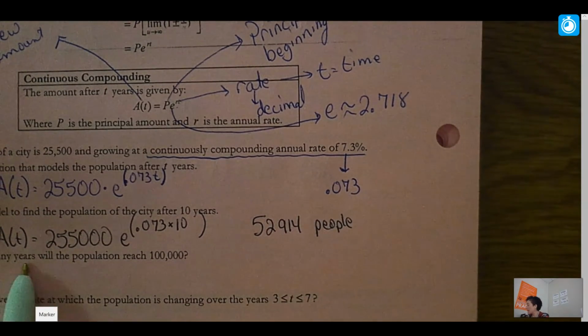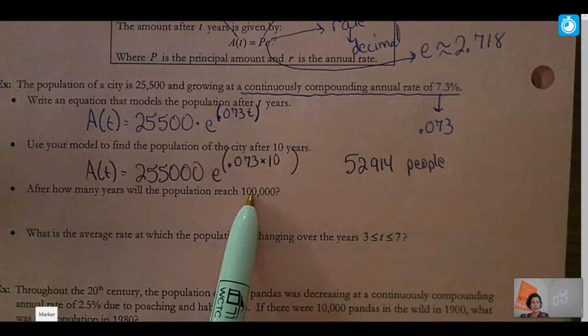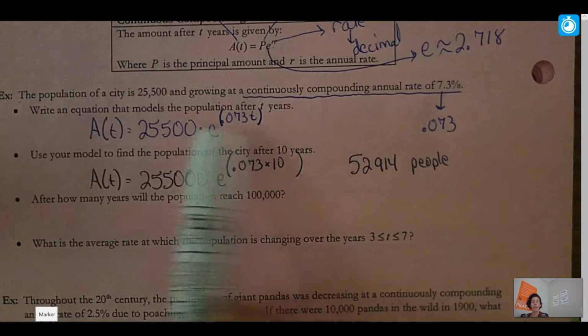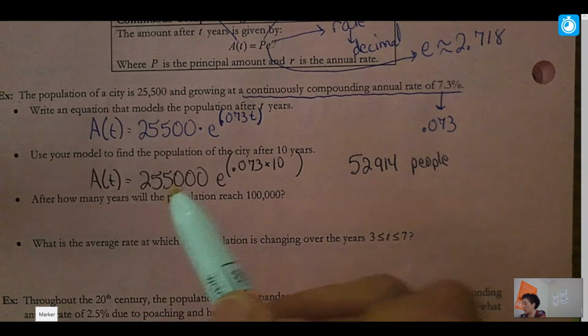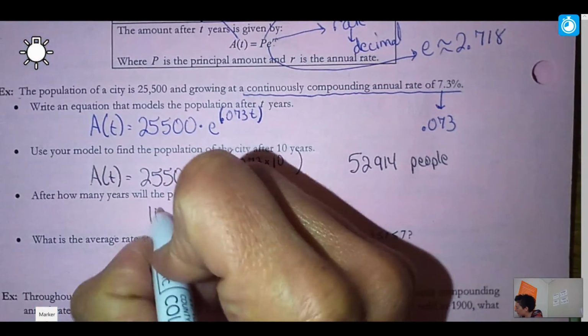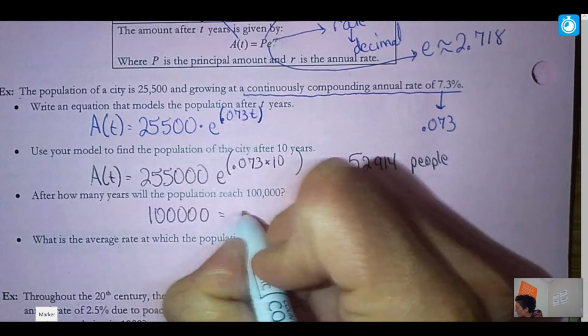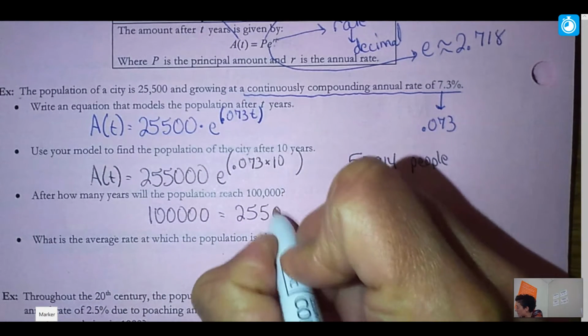All right, in how many years will the population reach 100,000? So going back to my model, that means I should be putting it here in for the new amount. So let's write this up a little better. And when you have something like this, this is the systems of equations.